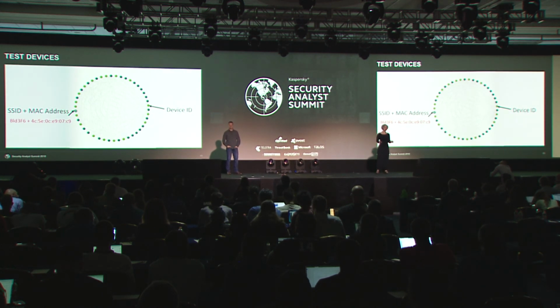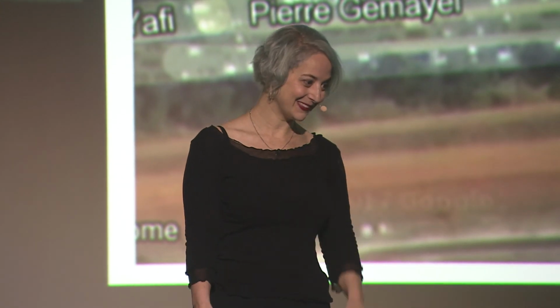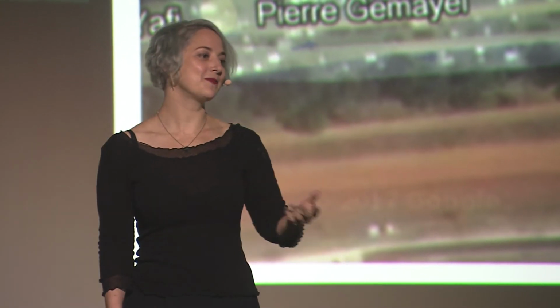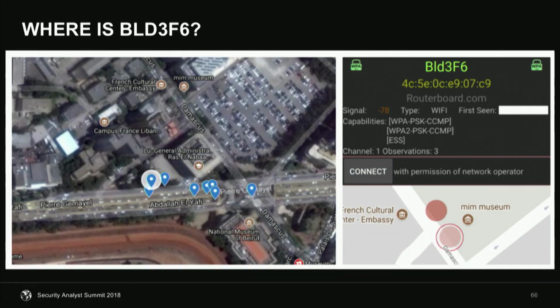So the SSID that all of these testing devices are connecting to is BLD3F6, which we're pretty sure means building 3, floor 6. Now that narrows it down a little. So we go ahead and we take a look at the GPS coordinates that are associated with all of the test devices. And this gets us to a street in Beirut. So you can see all of the devices plotted out over the street. You can see that it is, in fact, close to the National Museum.